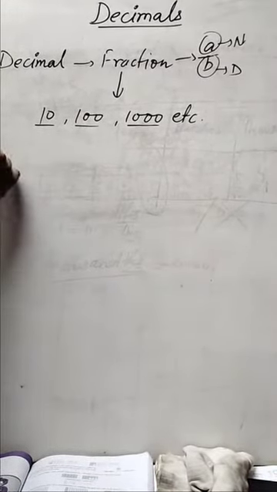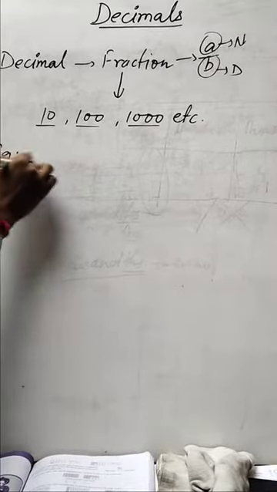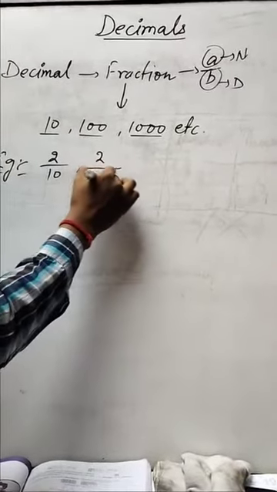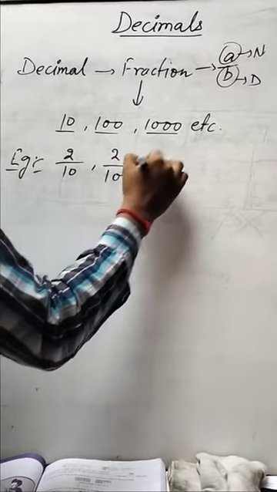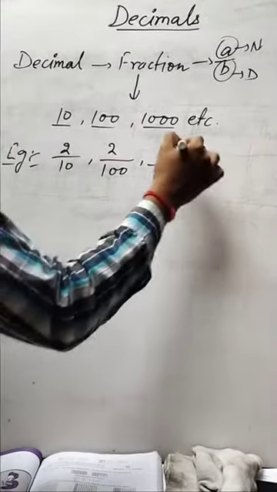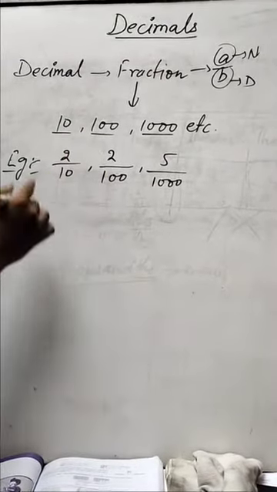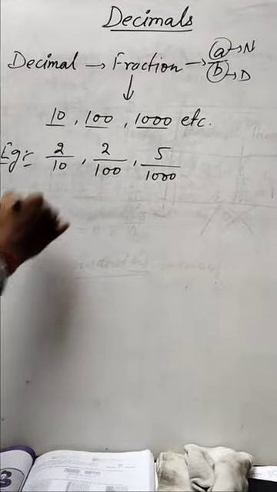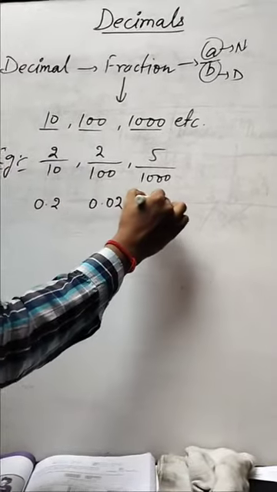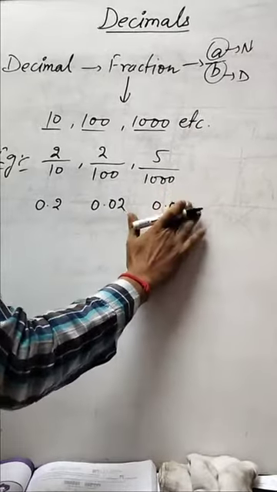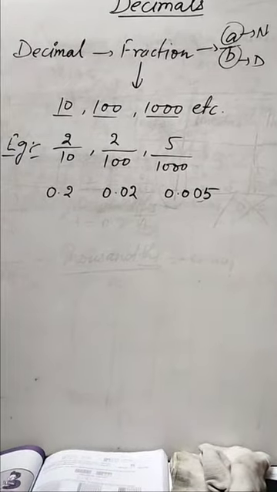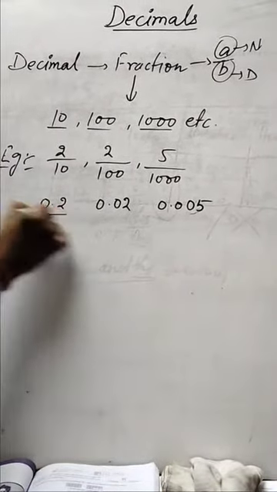Some examples I am writing here. Example 2 upon 10, 32 upon 100, 5 upon 1000. So like this you can write your fraction, and when you convert these fractions, they will convert like this. One more important thing is here. So this is your decimal.